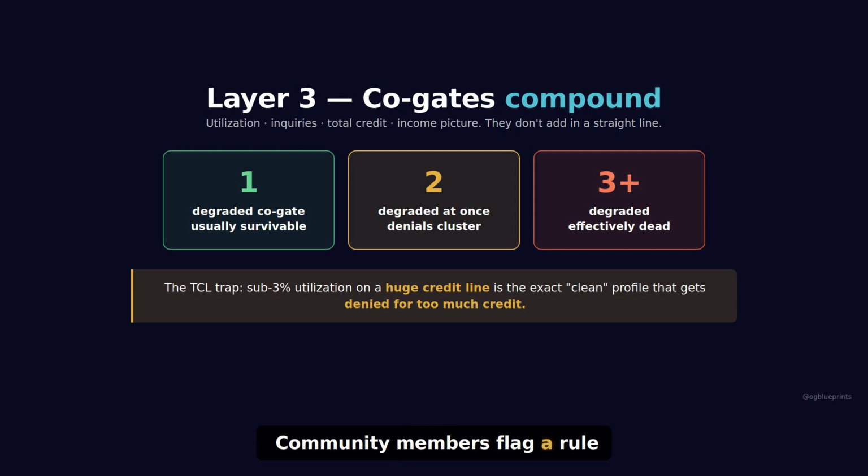Community members flag a rule of thumb at one of these. Roughly once your total available credit passes about 1x your annual income, you're in no-go territory. I can't confirm that's published policy anywhere, so take the exact number as community reported. But the principle is real, and here's why it matters.